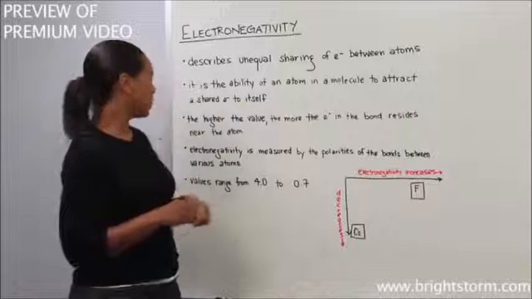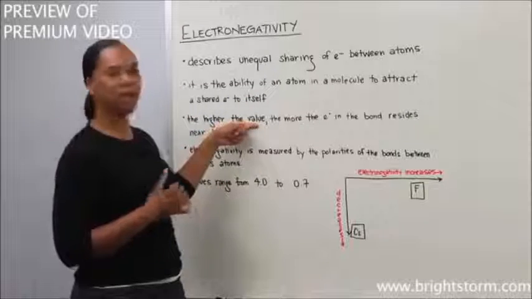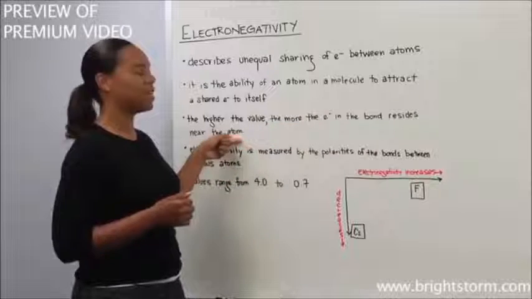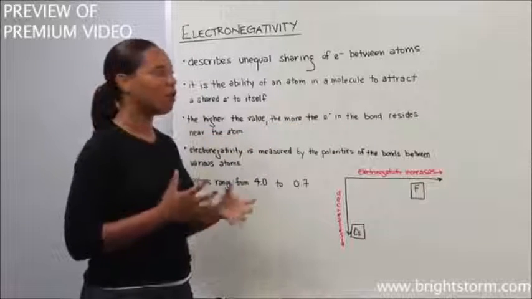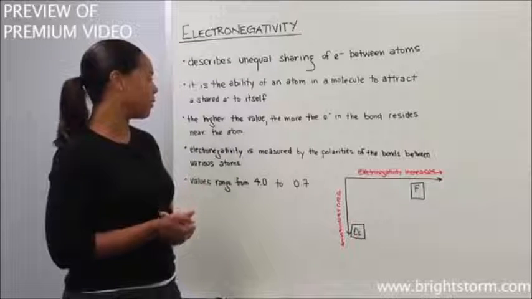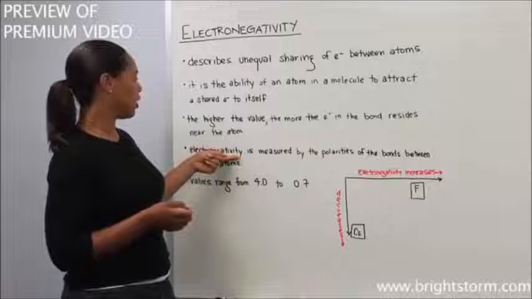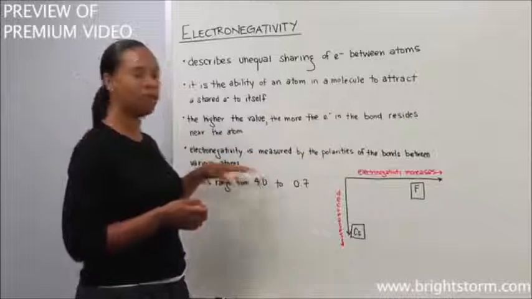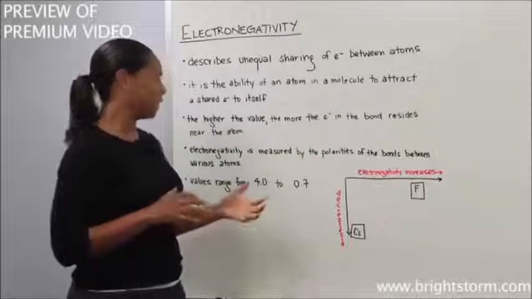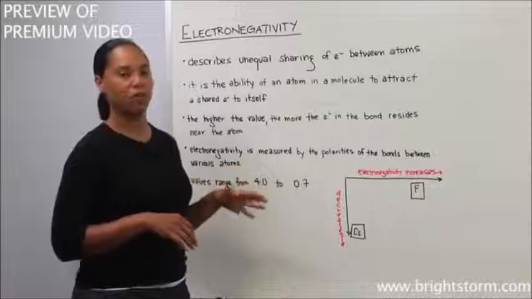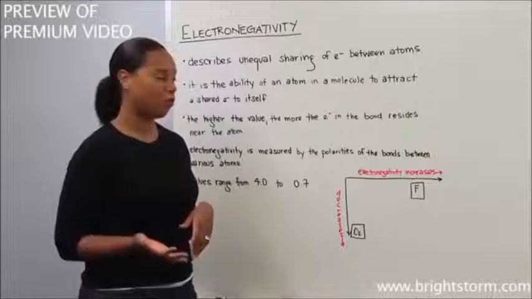to itself. So the higher the value of the electronegativity, the more the electron in the bond resides near the atom. So it's almost like a popularity contest for electrons, if you'd like to think about it that way. We basically measure electronegativity by the polarities of the bonds between various atoms. And there's actually a numerical value associated with electronegativity, and it ranges from 4.0 to 0.7.